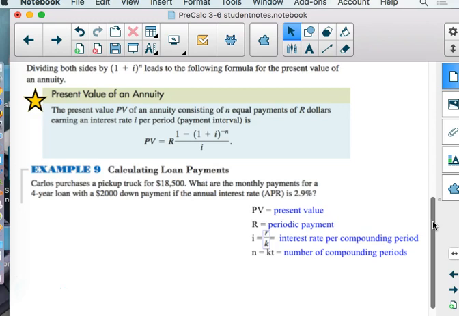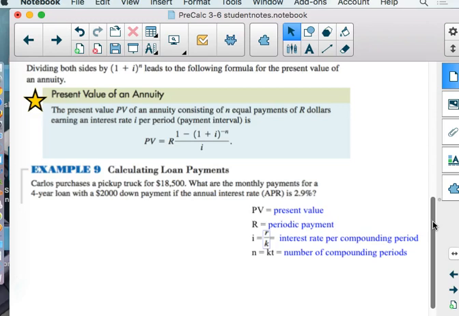So with this, Carlos is going out and buying a pickup truck. Oh, I should say with this formula, all of these letters that are used in this formula we have already talked about when we went to future value. So the I is still going to be the interest divided by the compounding periods, and the N is still going to be how many compounding periods per year, and we multiply those two things together.